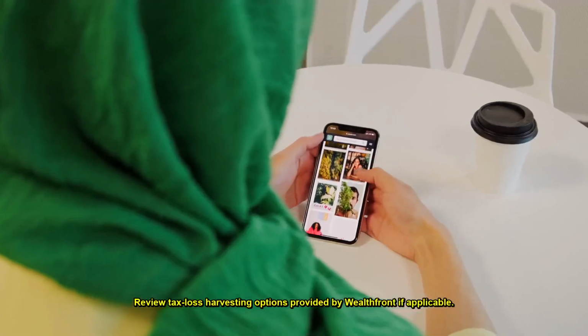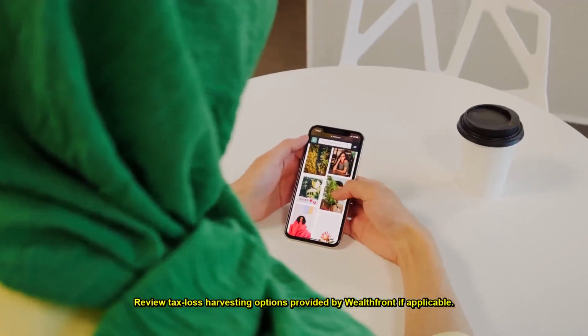Consider enabling auto-rebalancing to maintain your target asset allocation. Wealthfront rebalances your portfolio automatically as market conditions change. Review tax loss harvesting options provided by Wealthfront if applicable. This feature can help to minimize your tax liabilities on investment gains.